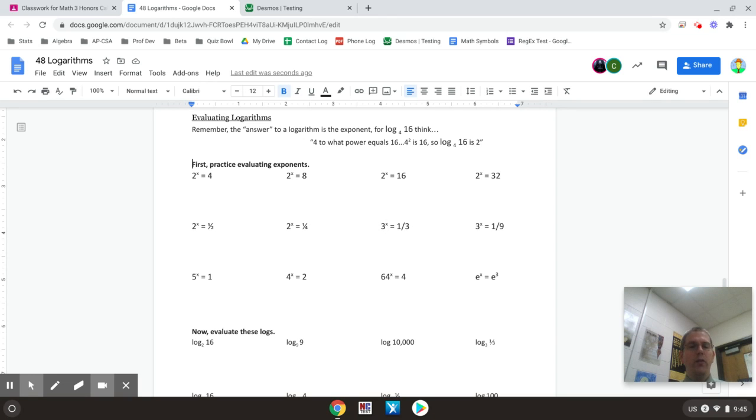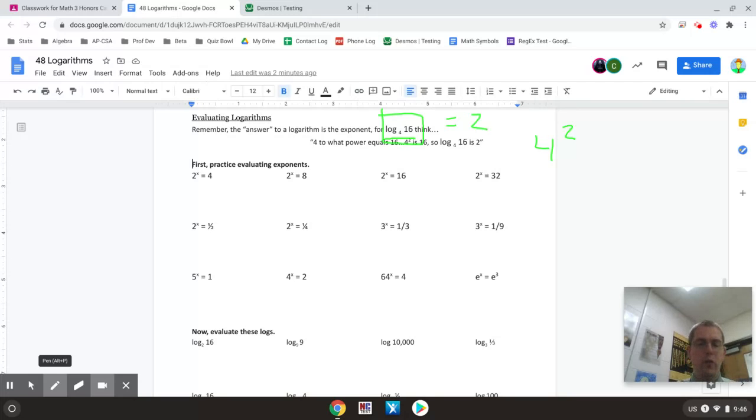When you evaluate a logarithm, the answer to your logarithm is going to be an exponent. So basically, if I had something like I have here with log 4 of 16, we need to be thinking, 4 to what power is 16? So the answer is 4 squared is 16. That means the answer to my logarithm, or this whole thing, log base 4 of 16, will evaluate to 2. Now, to get good at this, first we're going to practice just evaluating some exponents.